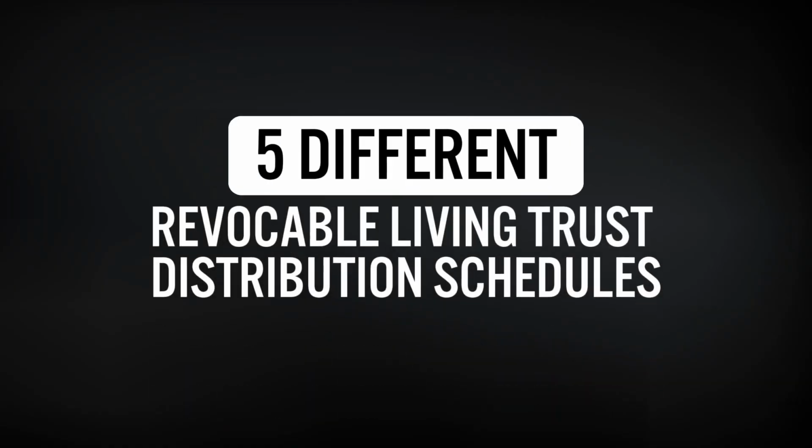So there are basically 5 different trust distribution schedules that are available for people. You can pick what you want. You can actually also mix and match these inside of your trust for different people. So if you want little Susie to have distribution provision number 1 that we're going to talk about, and you want Johnny to have number 4, you can do that inside of your trust. Tremendous amount of flexibility inside of your trust.